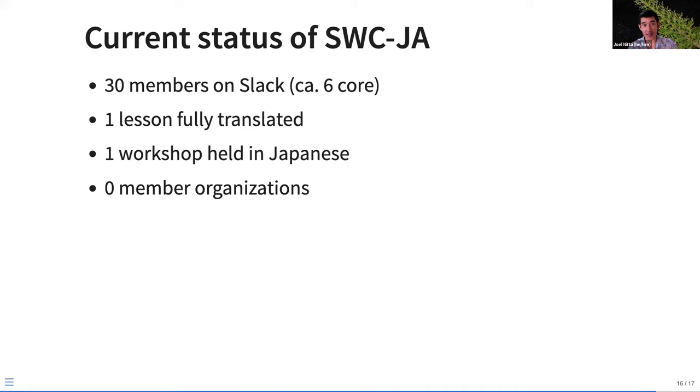So the current status, compared to 2018: we now have approximately 30 members. At least that's how many people we have on Slack. I would say the quote unquote core members, or people who are quite active, is probably around 6 to 8, something like that. We have one lesson fully translated. We had one workshop held in Japanese, and we still have 0 member organizations. So getting a foothold and getting the Carpentries really established in Japan has continued to be difficult.